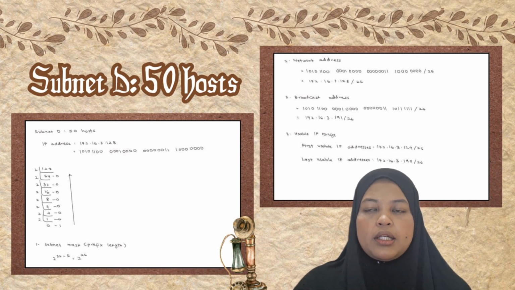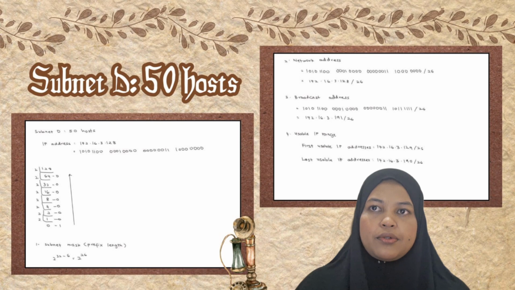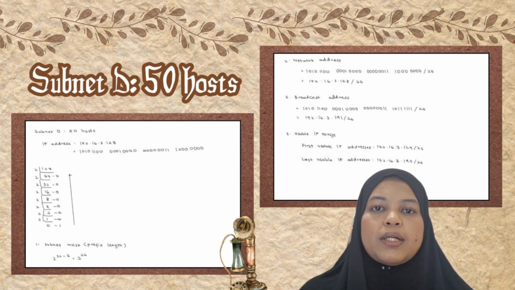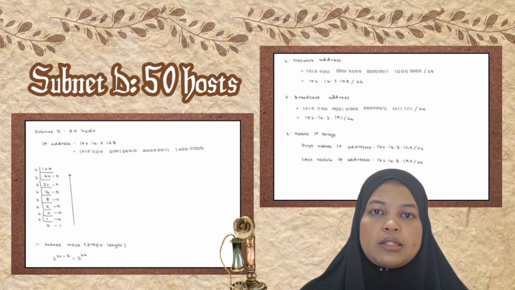And lastly, for the subnet with 50 hosts, we use the new IP address 172.16.3.128. It is because the previous broadcast address is 172.16.3.127, and after we +1, we get this number. Then we change it to binary to make it easier when we want to change it to the network address and also the broadcast address.